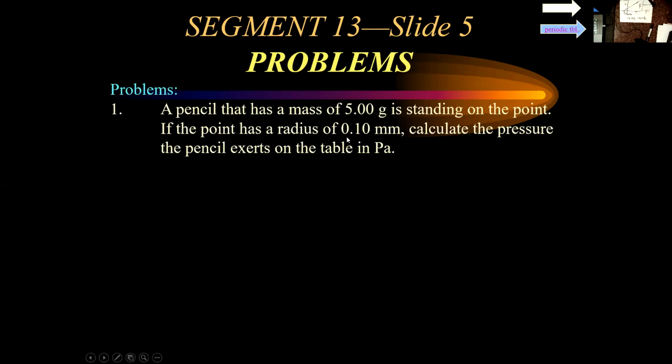Now, this is about the weight of a pencil. And now it's standing on the point. If the point has a radius of 1/10 of a millimeter, which would be a decently sharp pencil, calculate the pressure the pencil would exert on the table in pascals. So let's remember what pressure is. Pressure is force per unit area, and a pascal is 1 Newton per square meter.